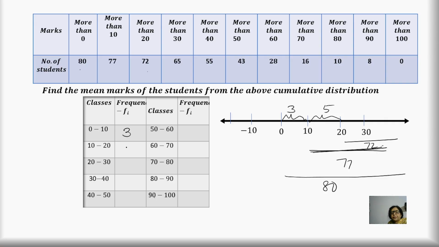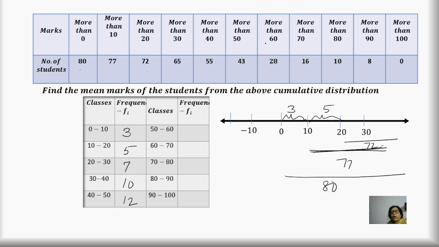This will be 3, this will be 5, then next one over here will be 72, and this is 77, and this was 72. So you go on subtracting the first one from the second one, the succeeding one from the preceding one. So this will become again 77 minus 72, which we wrote as 5. Then 72 minus 65, that will be 7. Then 65 minus 55, that is 10. Then we have 55 minus 43, that is equal to 12.